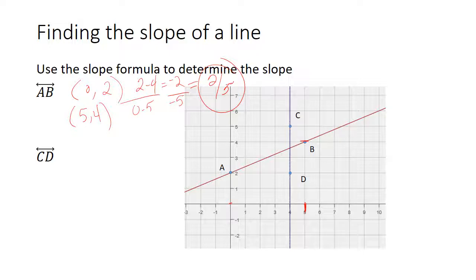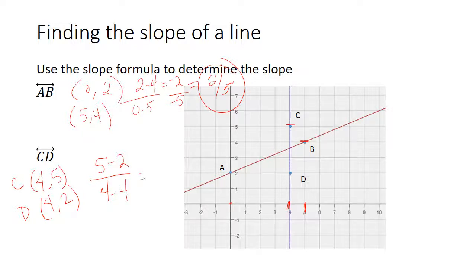Now, C and D, let's find the slope between the segments on the line CD. Let's start with our C here. We're going over to 4 and up to 5. So its point is at (4, 5). That's C. Our D, we go over to 4 and up to 2. Right, so when we find the difference between them, I'm going to do 5 minus 2 over 4 minus 4, which gives me a 3 over 0.